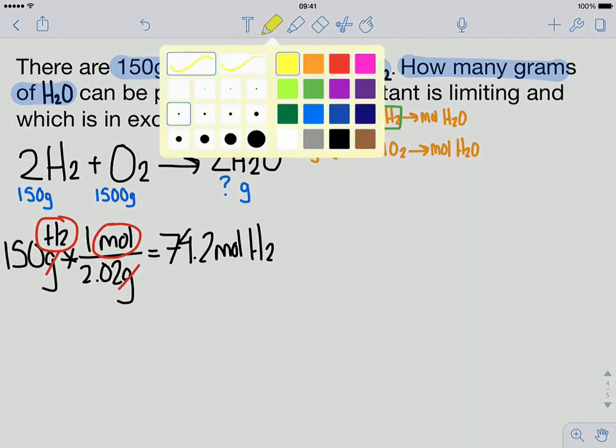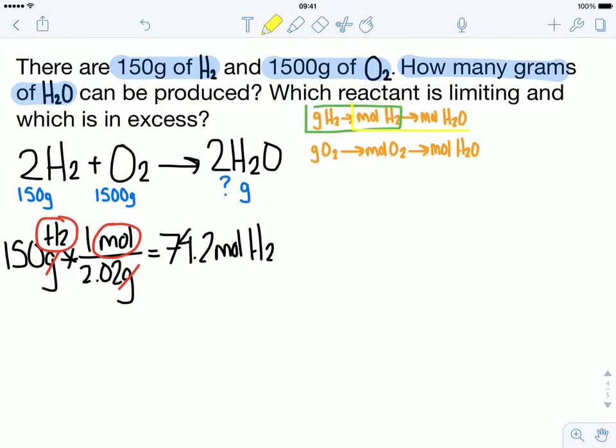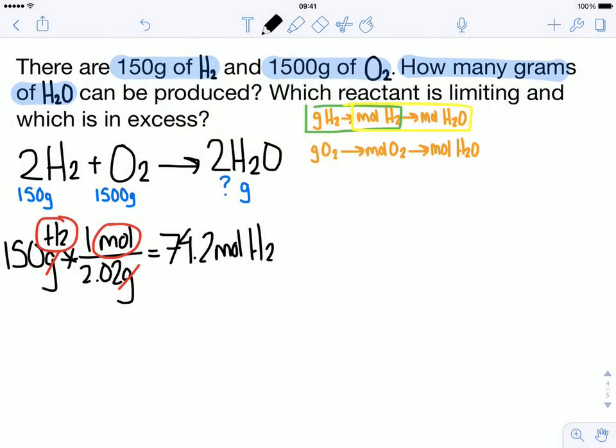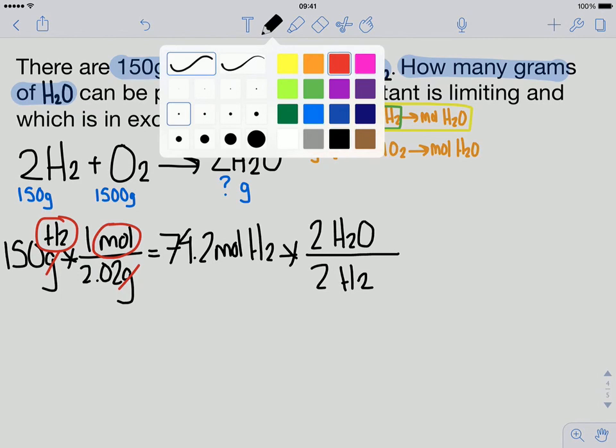Now we need to look at this part, moles of H2 to moles of H2O. So how do we convert moles of substance A to moles of substance B? We do that by using the molar ratio. So the molar ratio in this case is going to be 2 H2, which is going to go on the denominator because I want H2 to cancel out, and 2 H2O on the top because that is the unit that I want to keep.